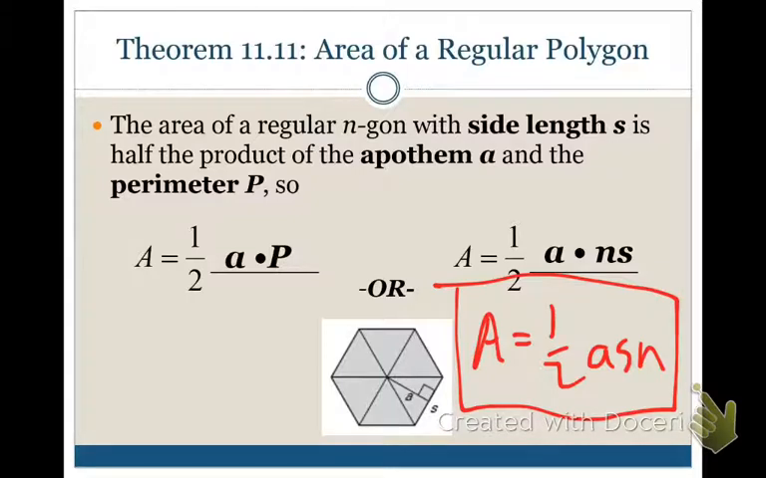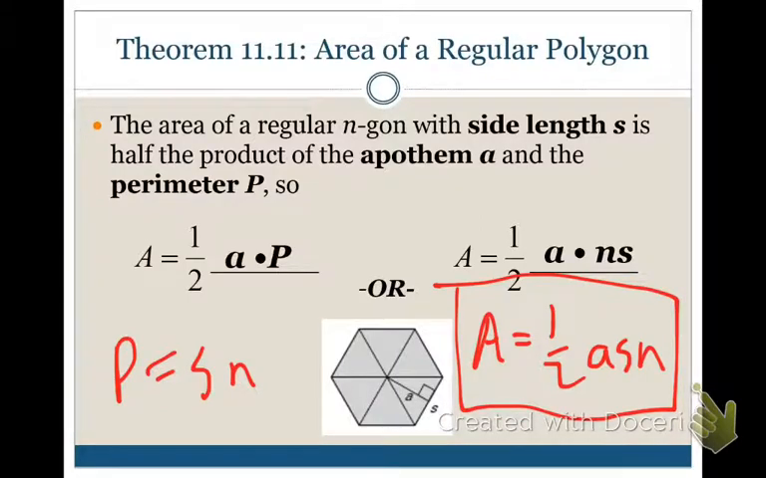Now, S is the side length, and N is the number of sides. So these two are the same thing because S times N is P. P equals S times N. That's why you can use 1/2 AP or 1/2 ASN. If they give you the perimeter, use 1/2 AP. More commonly, they give you a side length, or you find a side length, and you know the number of sides, and you'll use the 1/2 ASN.